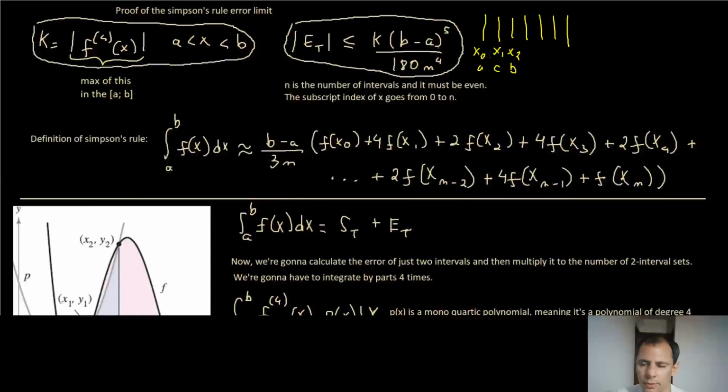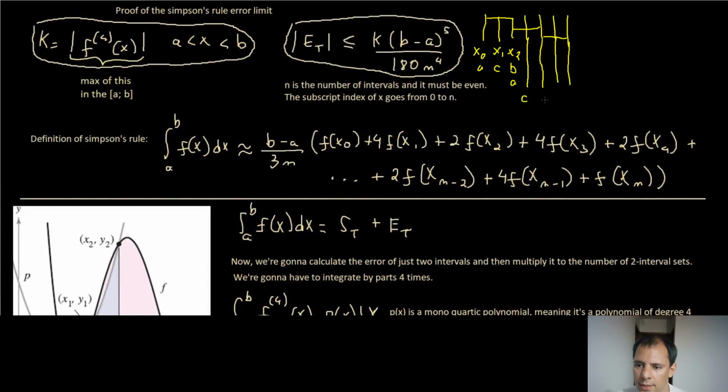I'm just going to keep going, it doesn't matter. Now you have an x3 here, which is the new a. Actually, hold on. x2 is going to be the a of the new two-interval set. So you have a two-interval set here, another two-interval set here, and another one here. So you have a, c, b. This b is going to be the a of the next one. So x2 is b for this one, and it's a for this one. That's why it's confusing.